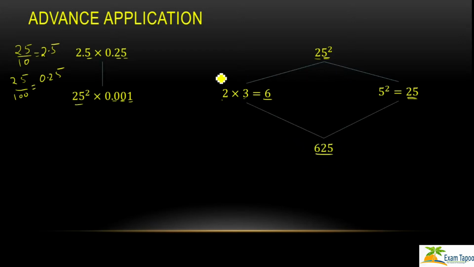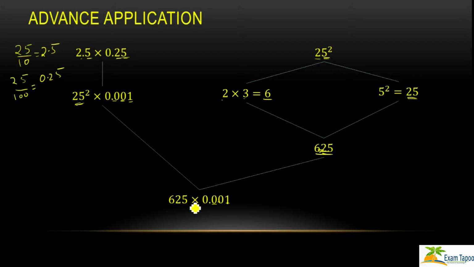So if I want to multiply 2.5 and 0.25, I can imagine this expression as the square of 25 times 0.001. In place of the square of 25, I can write 625, so it becomes 625 times 0.001. This multiplication is the easiest calculation in mathematics. How many decimal places do I have here? 1, 2 and 3 places.